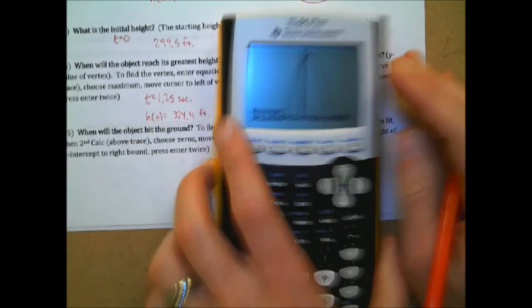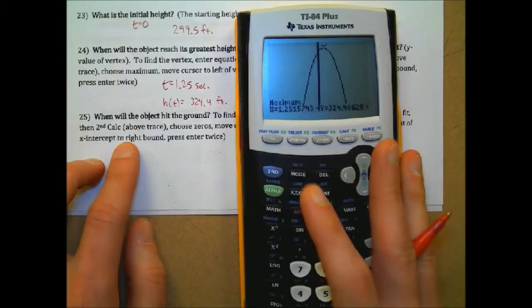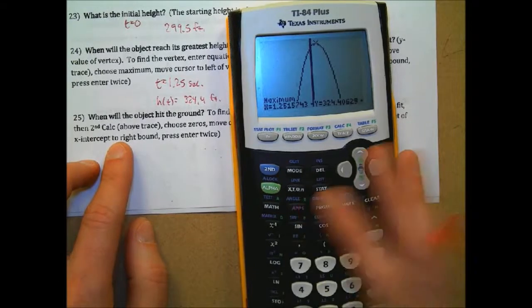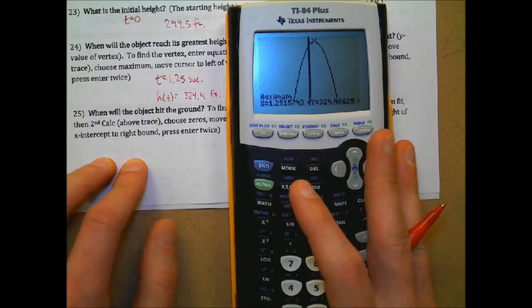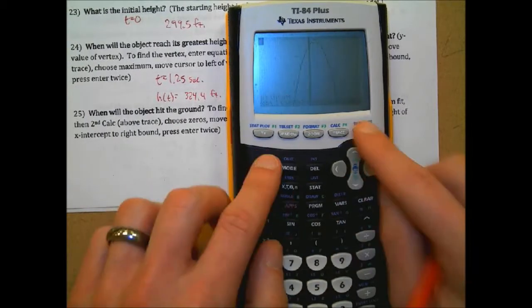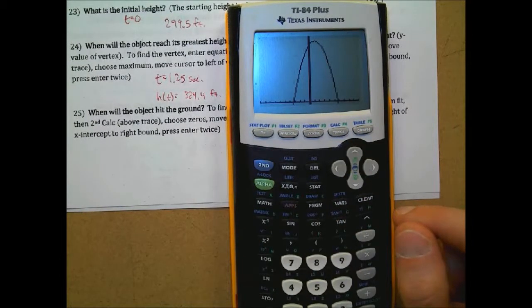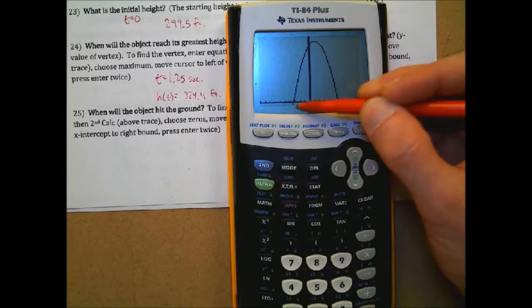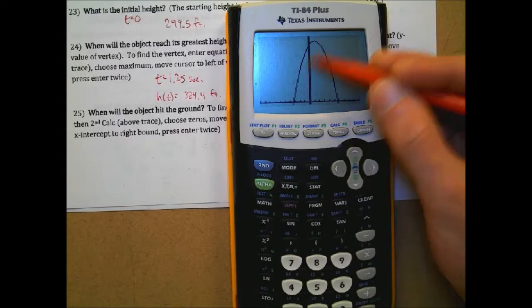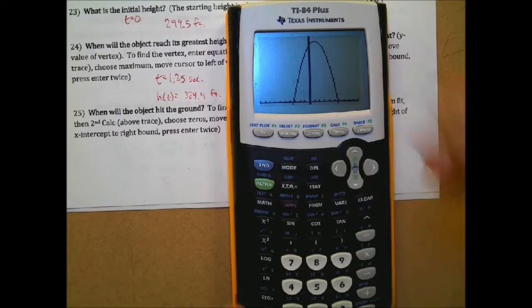Okay, next question here. When will the object hit the ground? Now I want to see when the graph does what? Where it intersects 0, the x-axis, right here. That's where it hits the ground, right? You can imagine it's kind of like the flight path of this object. So anyway, right down there.